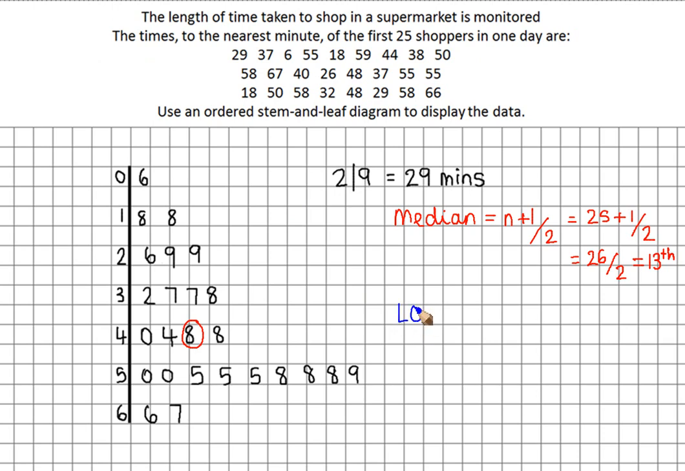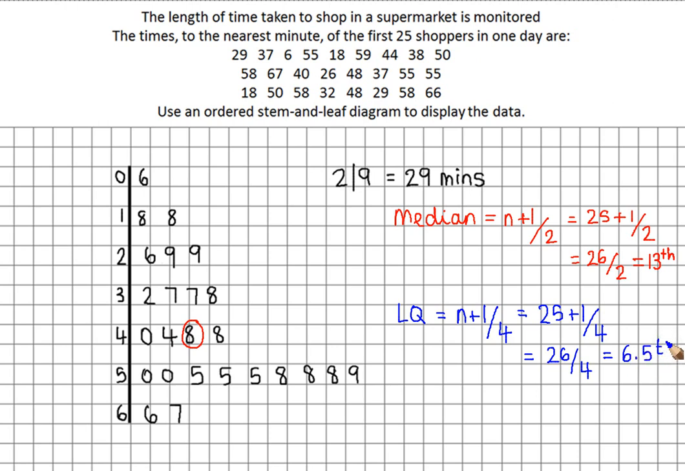Our lower quartile is n plus 1 over 4, because we're a quarter of the way through the data, which is where we divide by 4. So again, n is 25, so it's 25 plus 1 divided by 4. So that's 26 divided by 4, which means we're going to be looking at the 6.5th bit of data.